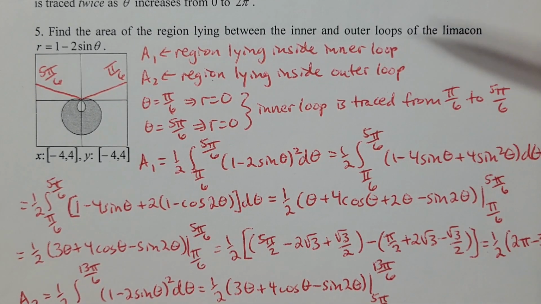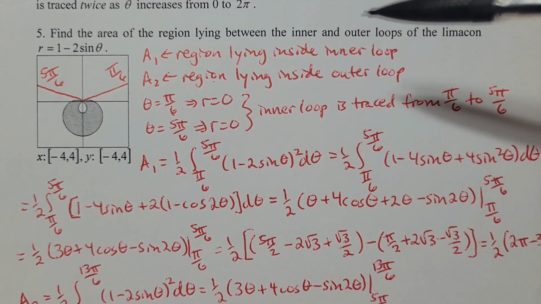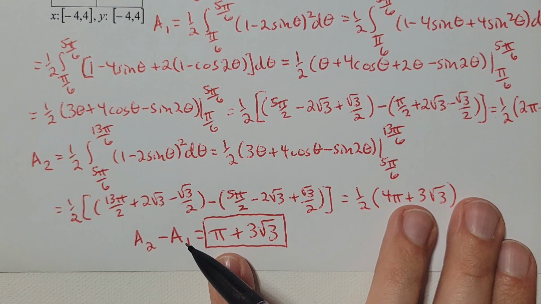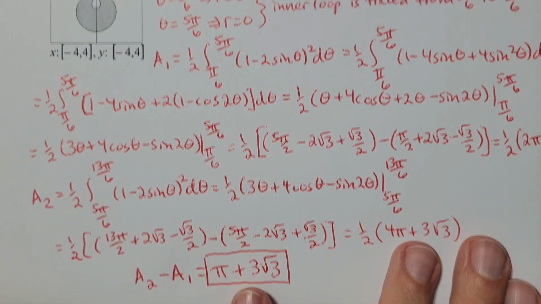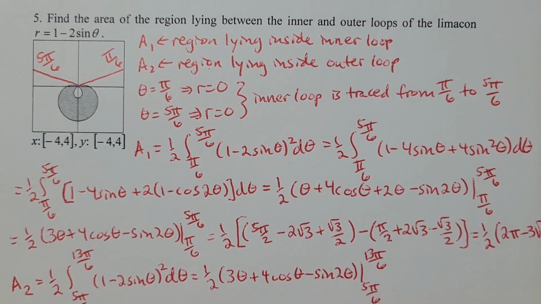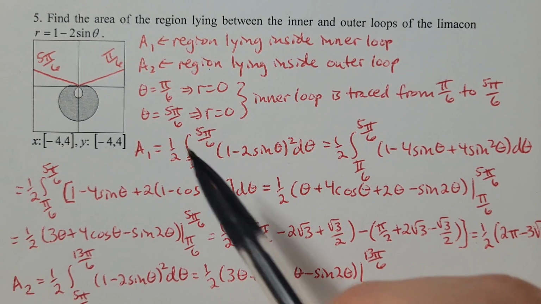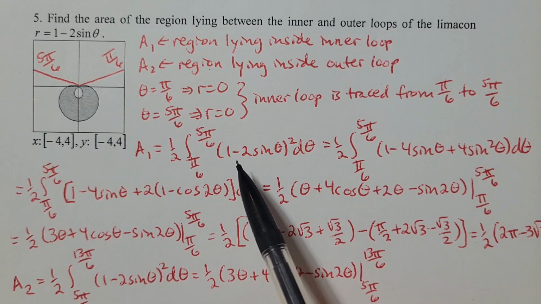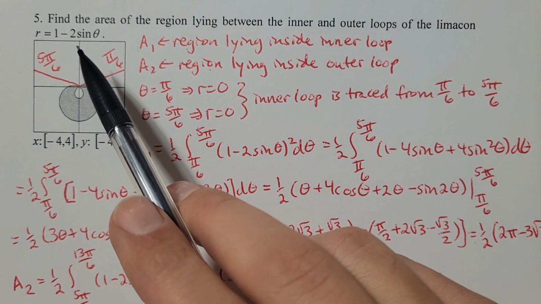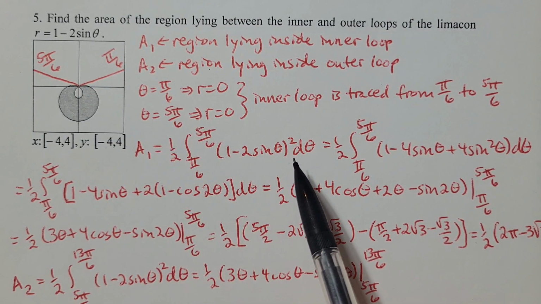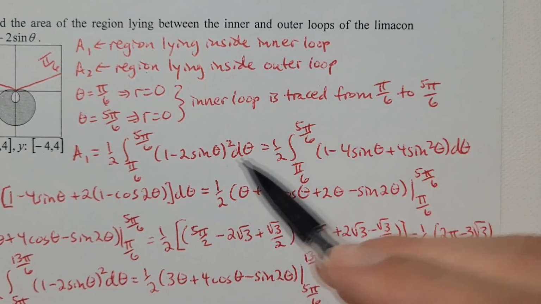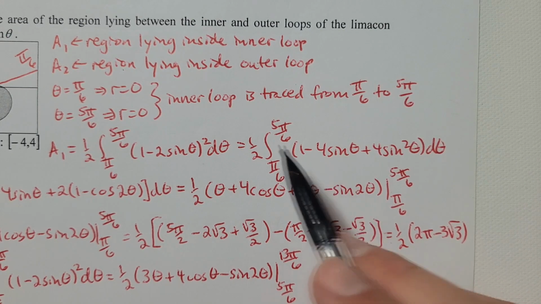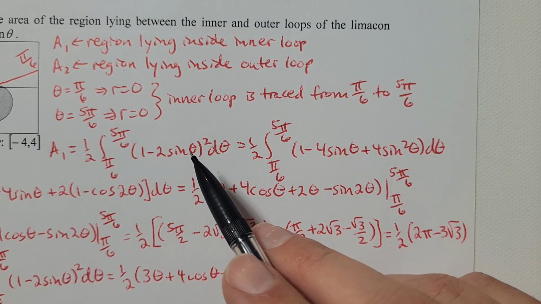Okay, now I'm going to find A sub 1 and A sub 2, and then we'll subtract those two numbers once we have them to get the answer. Okay, A sub 1, I'm going from pi over 6 to 5 pi over 6. I need half the integral of r squared. R is 1 minus 2 sine theta, squared, d theta. Okay, and when I square that out, I get 1 minus 4 sine theta plus 4 sine squared theta.